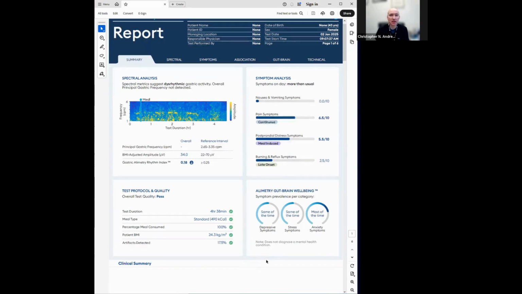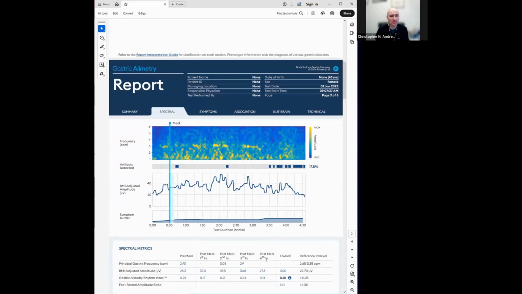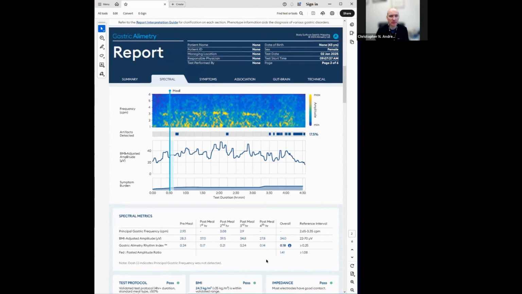Now, all the old data that you used to look at in the old report is still there. Moving to the next page, you can see that this gives you both the spectrum and the amplitude curve side by side for correlation purposes, as well as the total symptom burden. So you can get a very good summary picture of what direction the symptoms were going. We also have all the spectral metrics broken down on an hourly basis for your perusal.